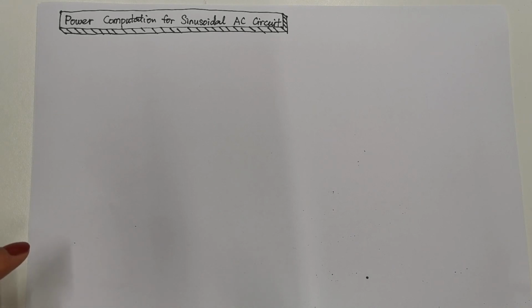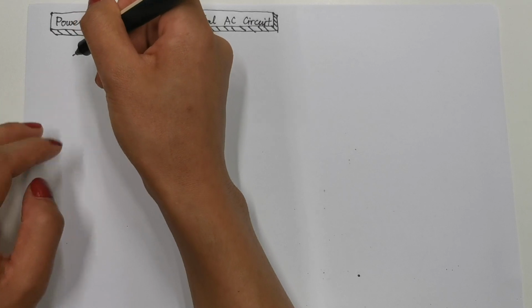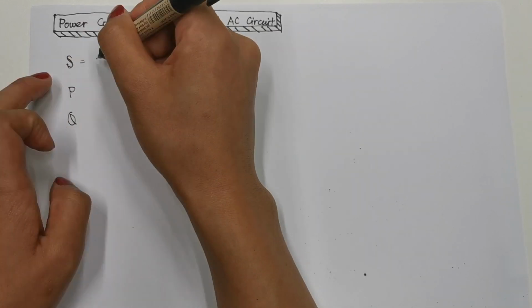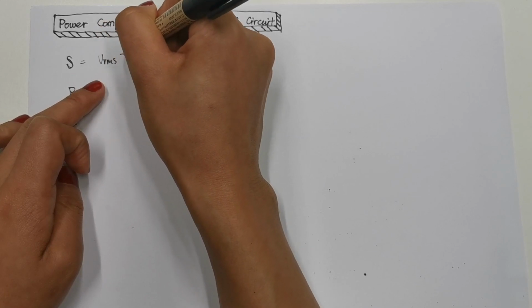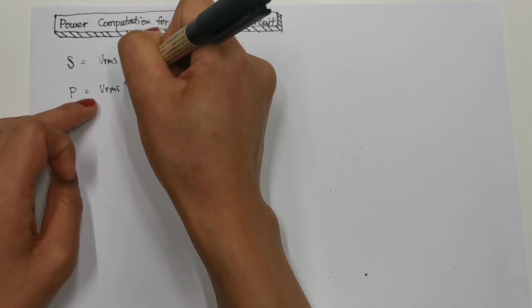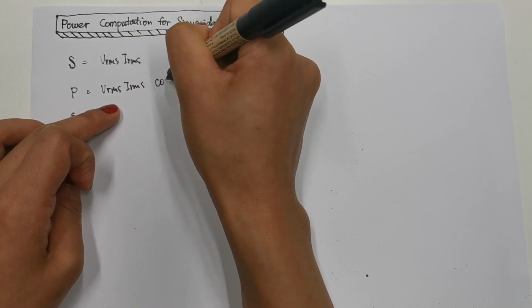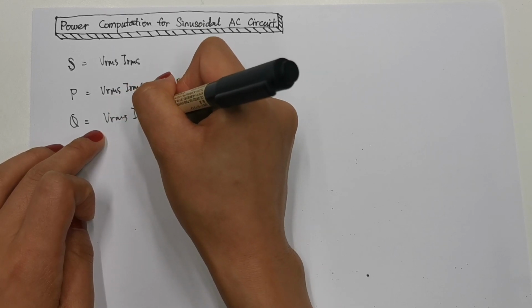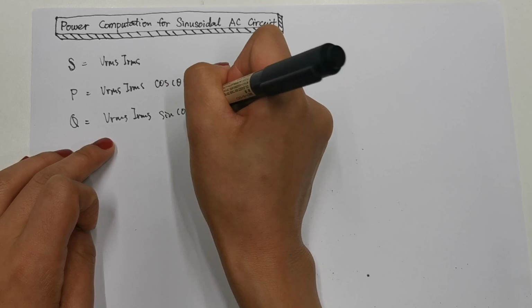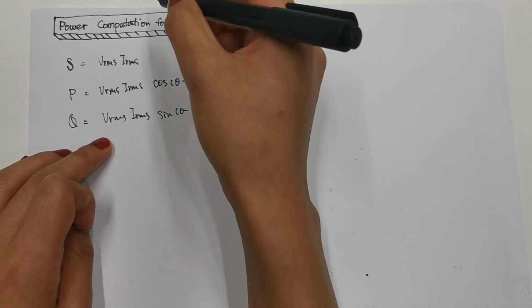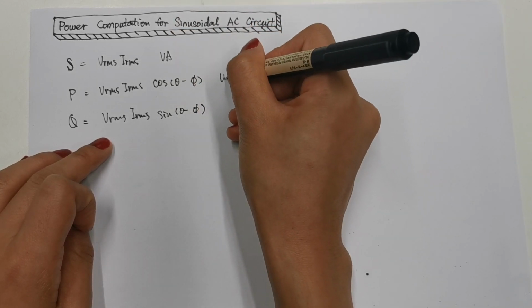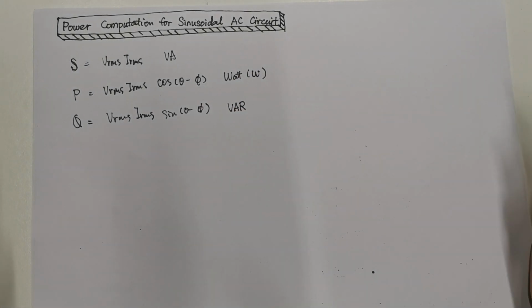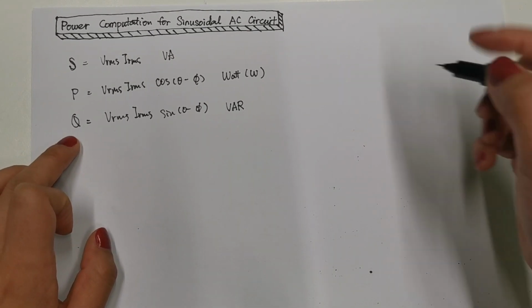That's why we are trying to avoid too large a reactive power in our transmission system. Before we move on to the question, let's do a quick summary. We talk about 3 kinds of power: apparent power, active power, and reactive power. They are equal to Vrms times Irms, Vrms times Irms times cosine(theta minus phi), and Vrms times Irms times sine(theta minus phi). The units for each power are VA, watt, and VAR.